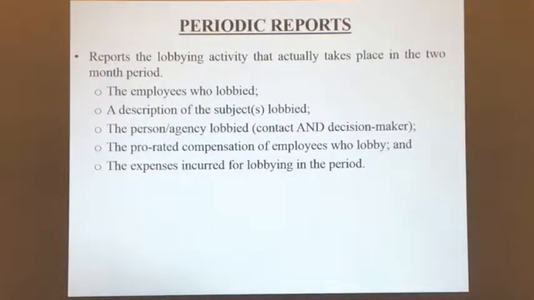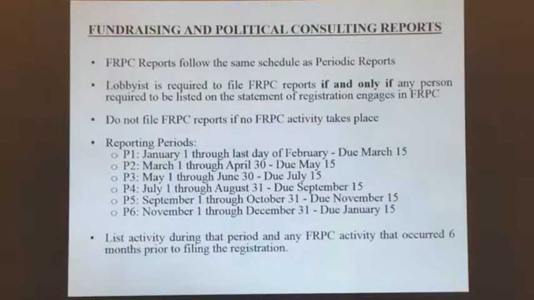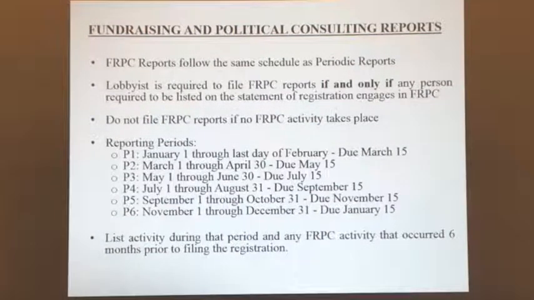You also, here's where you're gonna list the compensation of the employees for the 2-month period. So not their yearly salary, just the portion of their salary that was attributable to lobbying activities for that 2-month period, and also any expenses for that 2-month period. Once you file the statement of registration, you have to file the periodic reports for the whole period that are captured by your statement of registration, even if no activity occurs, okay? So I mentioned that, and I will show you when I go on a lobbyist how to do a no activity report.